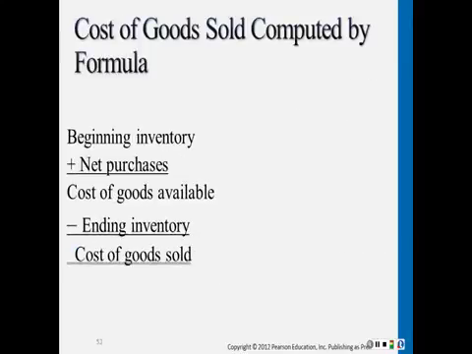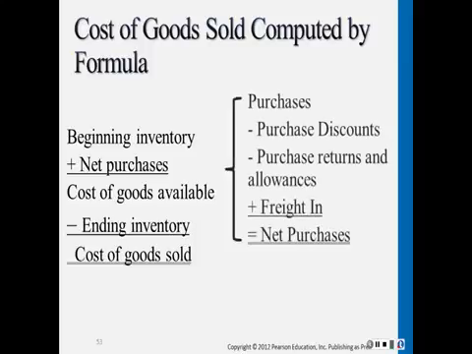The cost of goods sold is determined as follows. Beginning inventory is the ending inventory from the preceding period. Net purchases, often abbreviated as purchases, equals cost of goods available for sale, minus ending inventory on hand at the end of the current period equals cost of goods sold.